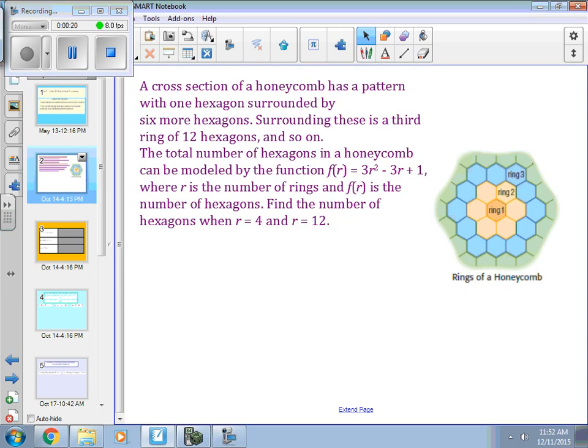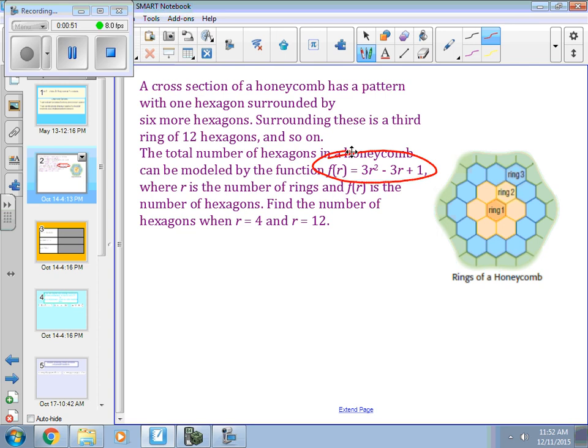So this first one says the cross section of a honeycomb has this pattern with one hexagon surrounded by 6 more hexagons and so on. Surrounding these is a third ring of 12 hexagons. It keeps going. The total number of hexagons in a honeycomb can be modeled by this function shown here, where R is the number of rings and f of R is the number of hexagons. Find the number of hexagons when R is 4 and when R is 12.